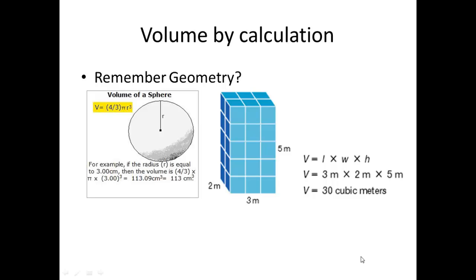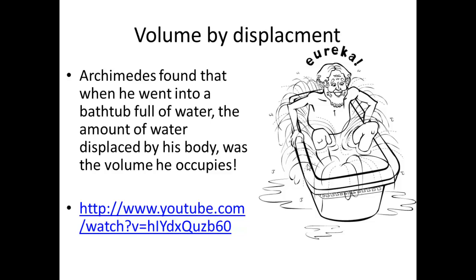Volume by calculation, that's what you talked about in geo class. So for instance, the volume of a sphere, all you have to do is measure the radius, and the volume is 4/3 pi r cubed. For a cylinder, the volume is pi r squared times the height. For a rectangular prism, it's just the length times the width times the height. You guys don't have to copy these down. It's just a quick review for you guys. So that's how to calculate the volume by dimensions. You measure the dimensions and you can find the volume.